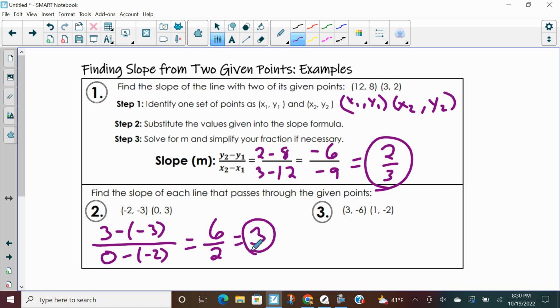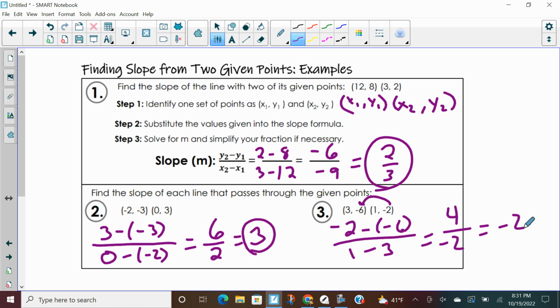So in the next one, I'm going to do negative 2 minus negative 6 over 1 minus 3. So negative 2 minus negative 6 is really negative 2 plus 6, or 4. 1 minus 3 is negative 2. 4 divided by negative 2, so -2 is my slope.